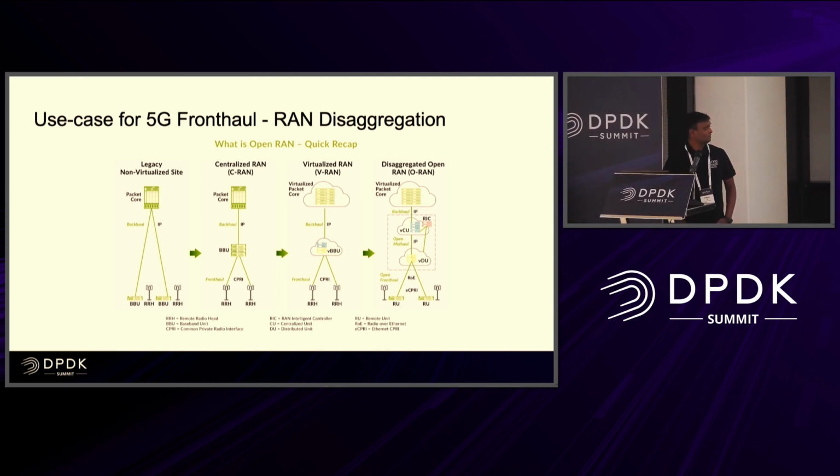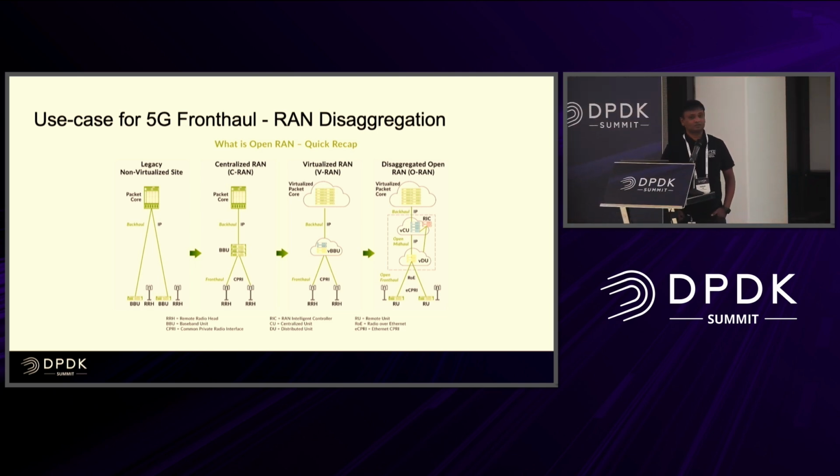So the legacy non-virtualized site consisted of the BBU or the baseband unit and the RRH or the remote radio head co-located at a single physical location. The RRH processes the incoming and outgoing radio signals, and the BBUs did digital signal processing of the uplink and downlink data traffic. The BBUs were connected to the core via backhaul transport network.